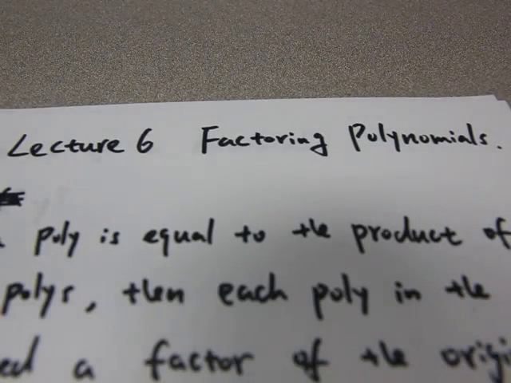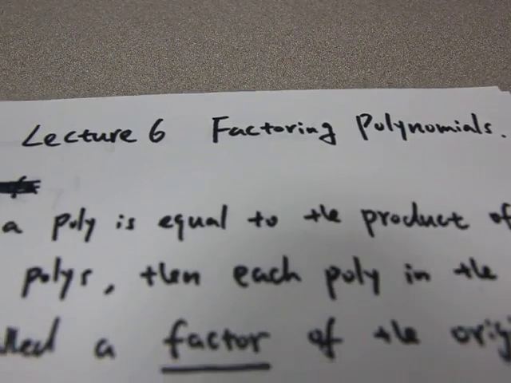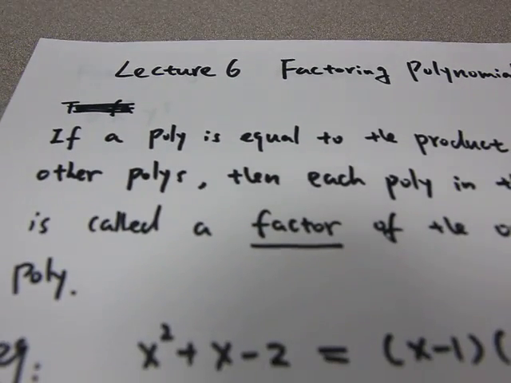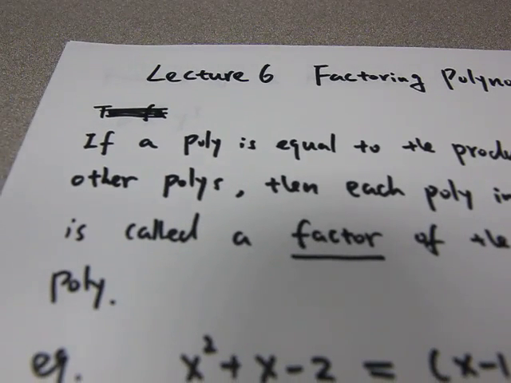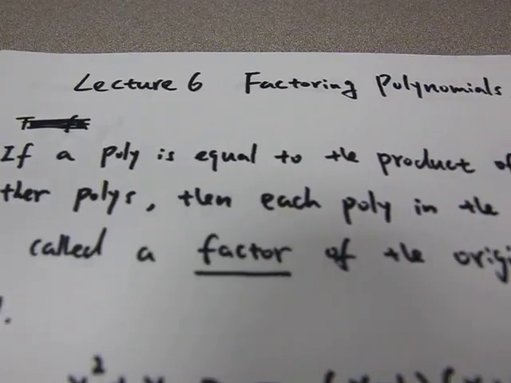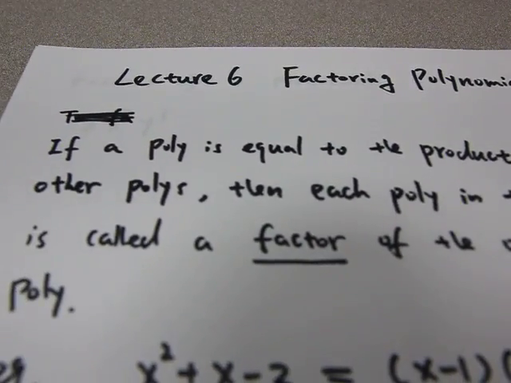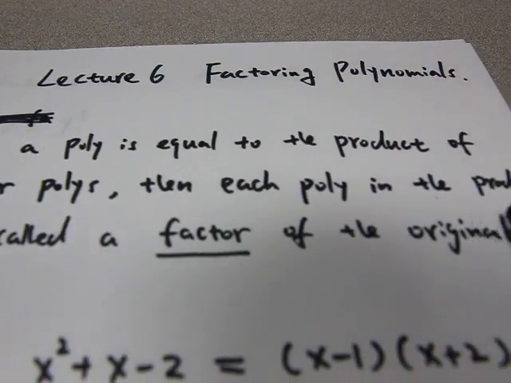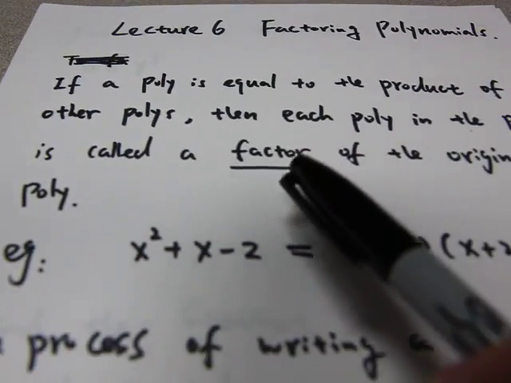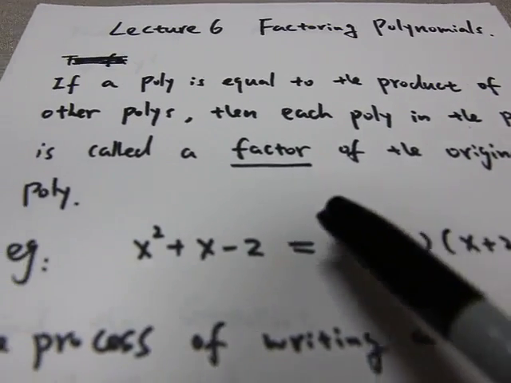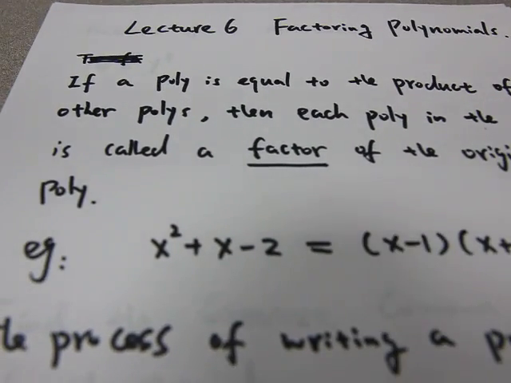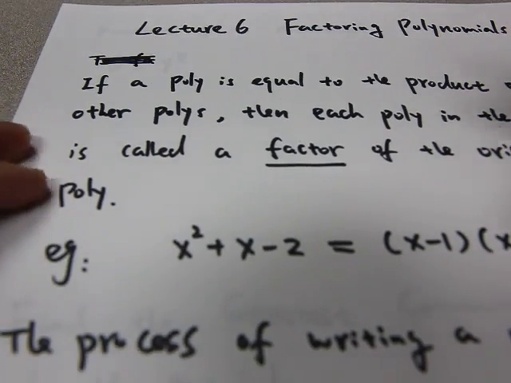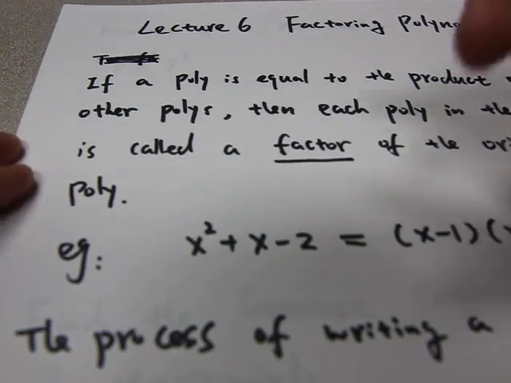Okay, in this video, we're gonna talk about factoring polynomials. So let's first take a look at some definitions. If a polynomial is equal to the product of other polynomials, then each polynomial in the product is called a factor of the original polynomial. So the idea is just like the factors of a number.